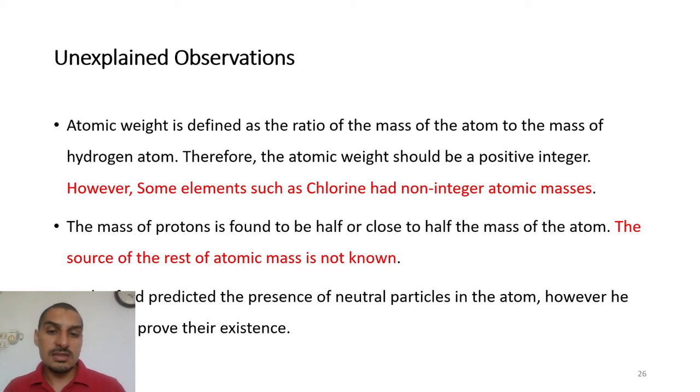But this is not the case. In many cases, we got fractions. So in the case of chlorine, we get the atomic mass of 35.5, which was very, very weird. We couldn't explain this using the current model.